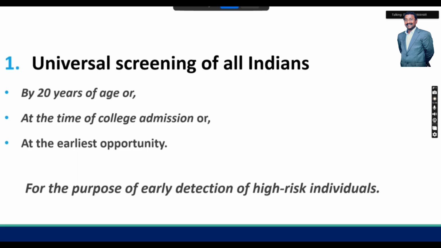So universal screening of all Indians is needed, because Indians are at high risk of getting vascular events. I feel that screening should start from the age of 17 or 18 years, because by the time they finish intermediate, most of the people are already pre-hypertensive, pre-diabetic, and also atherosclerotic dyslipidemic. So at the time of college admission, at the earliest opportunity, for the purpose of early detection of high-risk individuals, this is always advisable.